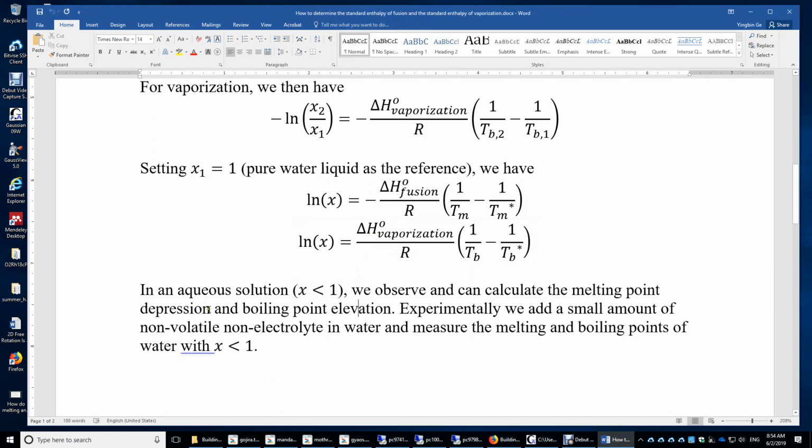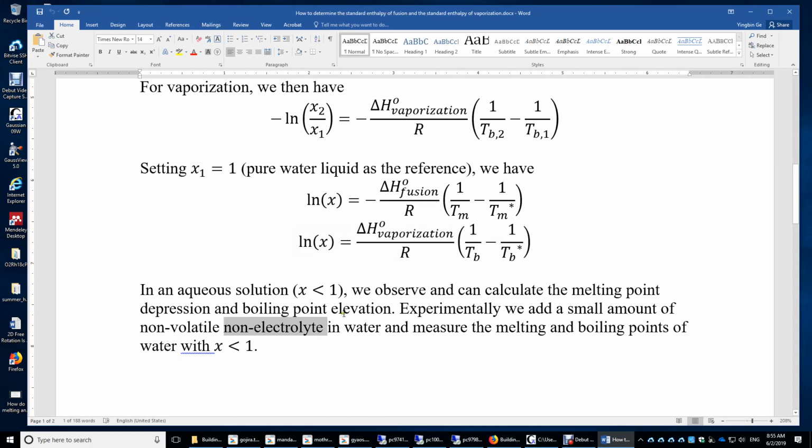Now I will explain a little bit here. Non-volatile: this is because we want to measure the vapor pressure of just water on top of the aqueous solution. So we want to make sure the added substance has a negligible vapor pressure. Non-electrolyte: we do not want this foreign substance to change the enthalpy of water in the liquid phase. If we add electrolytes, usually the electrolytes will stabilize water by reducing its internal energy and enthalpy.